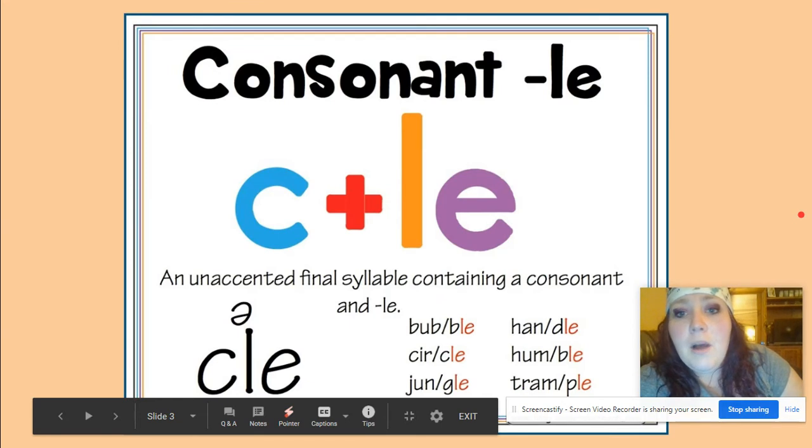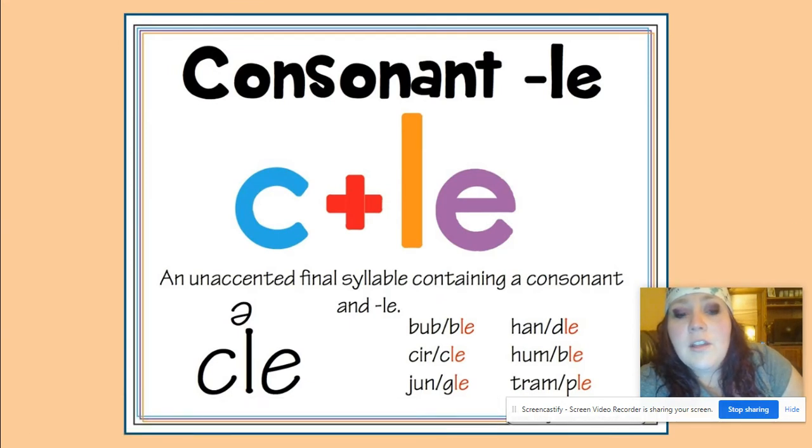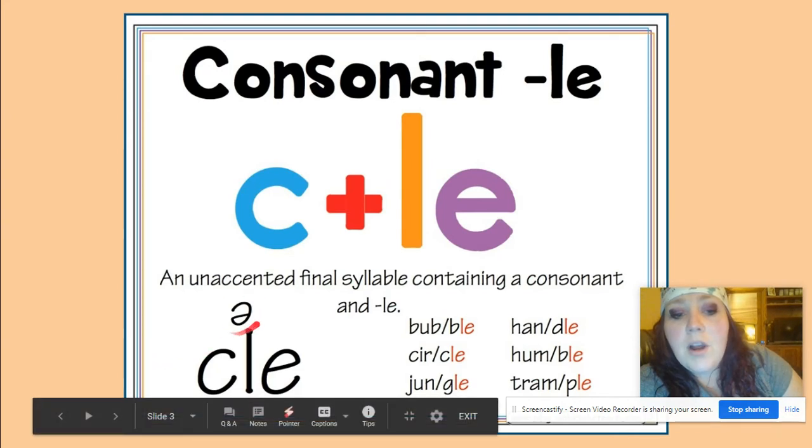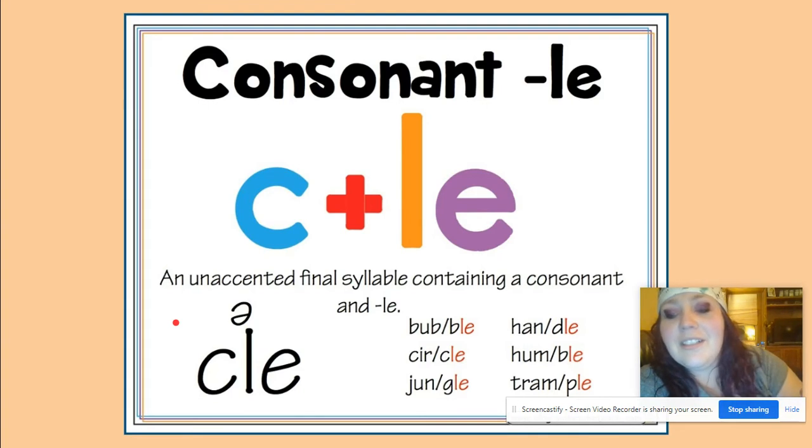So let's talk about what is consonant LE. So it's an unaccented, remember that just means that there's not a lot of extra emphasis on it. So it's the unaccented final syllable containing a consonant and LE. And you can see right here, they've marked it with the schwa sound. So we know that it's going to go ul. Okay, so we have words like bubble, circle, jungle, handle, humble, trample.